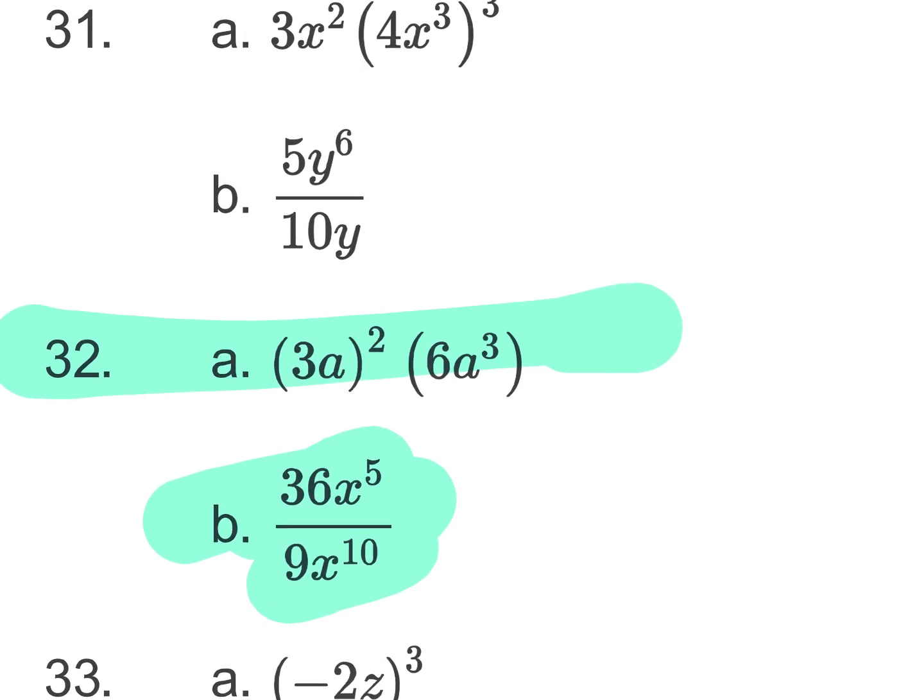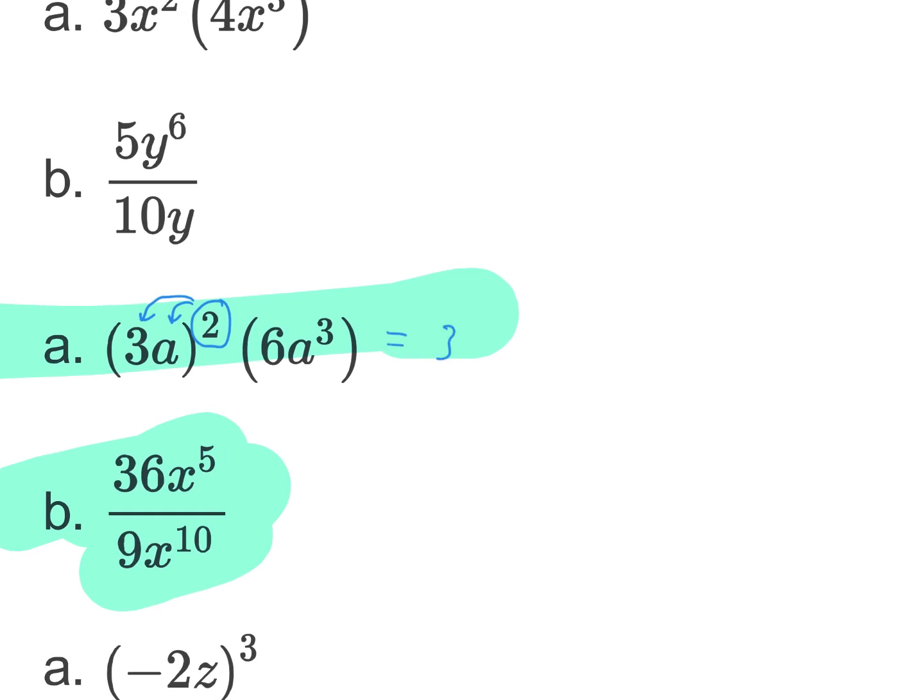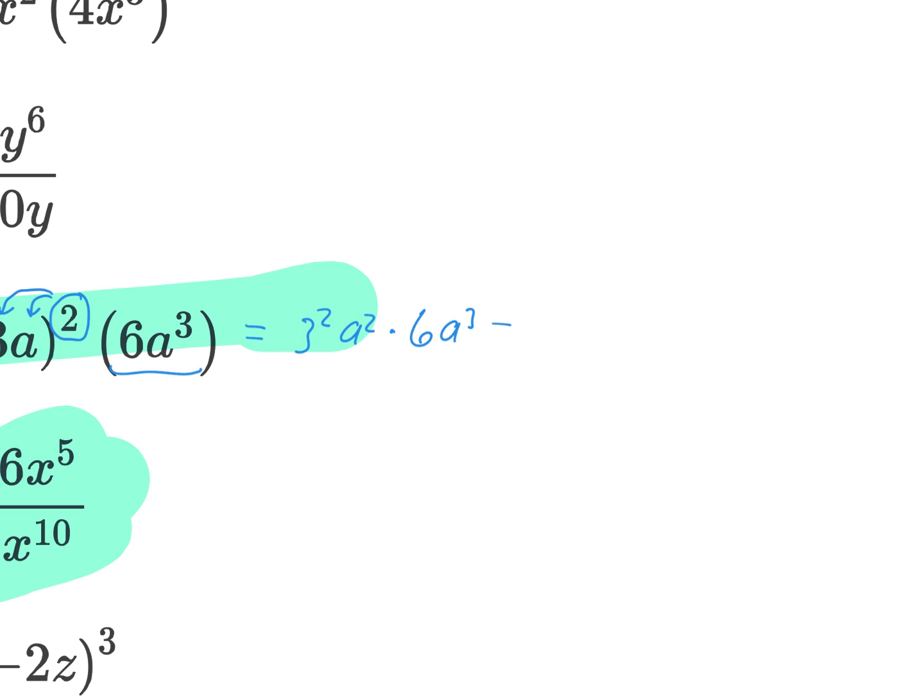Sometimes they might be as simple as this, but all you have to do for something like this, I see a square on the outside of my parentheses, I can distribute that to each factor. So this is going to become 3 squared a squared, and then there's nothing on the outside of this parentheses, so that's still going to be 6a to the third. Nothing more we can do to that. All right, and then we just want to simplify anything that we can simplify. So 3 squared is going to get you 9a squared times 6a to the third. And then from here, you're just doing coefficient times your coefficient.